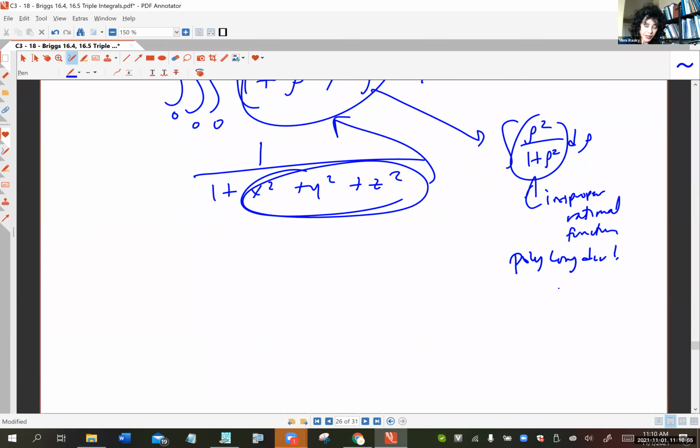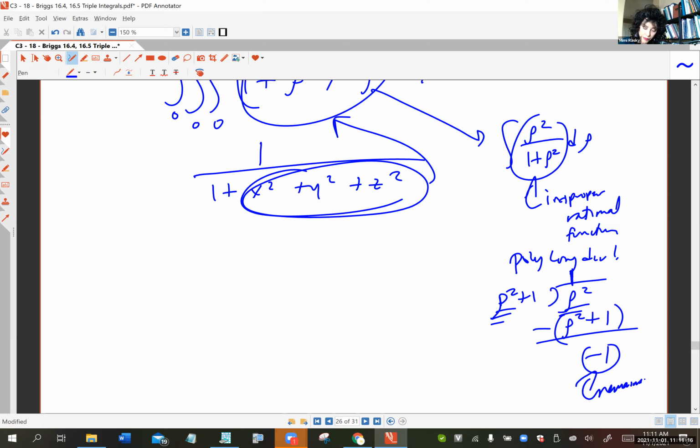Oh yeah. So how many times does the denominator go into the numerator? Look at the high power terms only. Rho squared goes into rho squared how many times? Once. Multiply the quotient by the divisor and then subtract. I get a -1 for the remainder. This is the divisor, and this is the quotient.